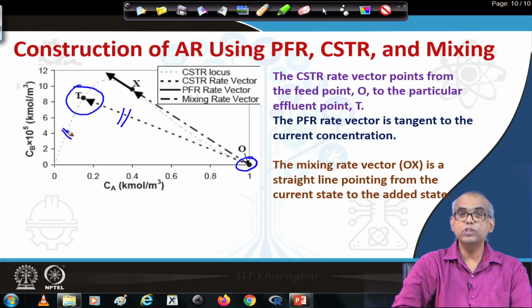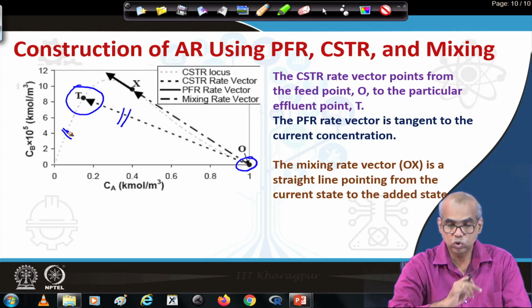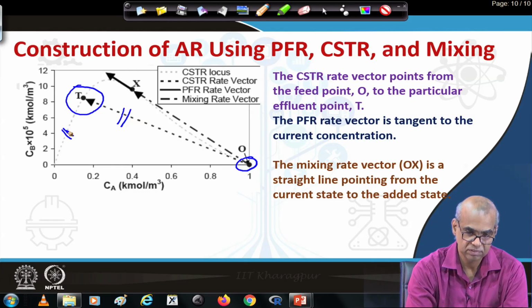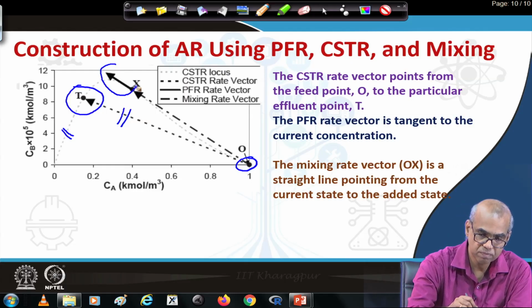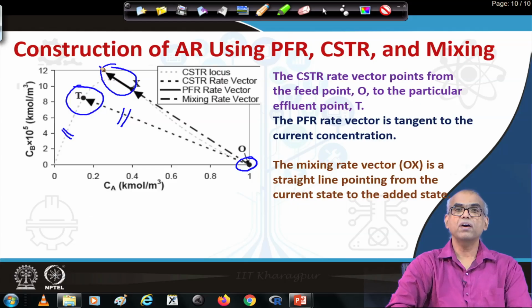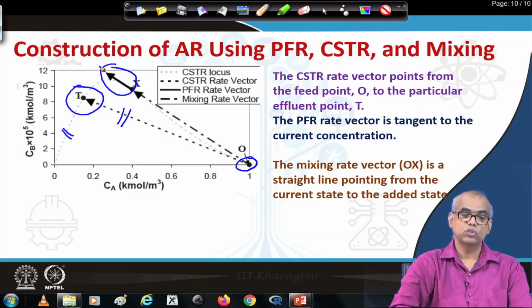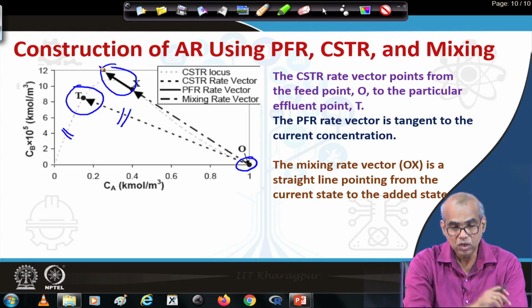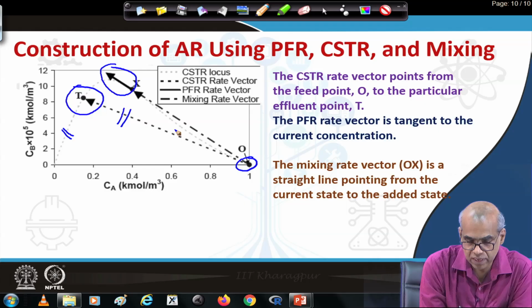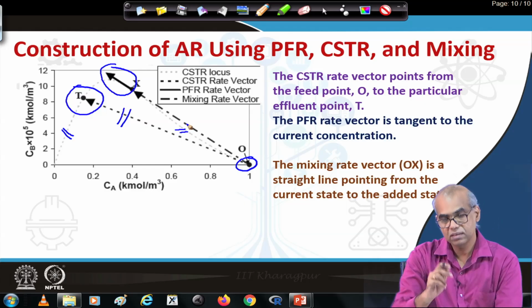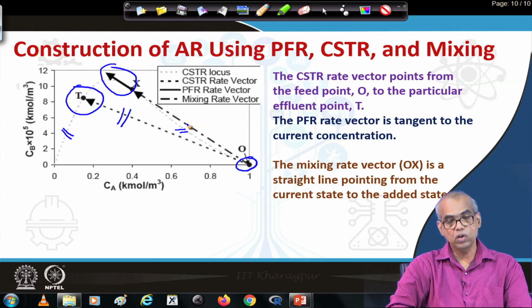In just the previous slide, we saw that the rate vector for the PFR trajectory is tangent to the current state. So, this represents a PFR rate vector. So, this is tangent to the current state, that means concentration. Note that the CSTR locus here is a non-convex region. So, this can be expanded by mixing.